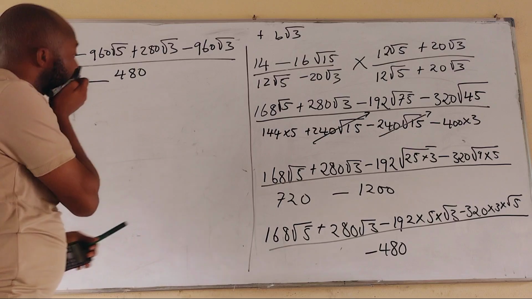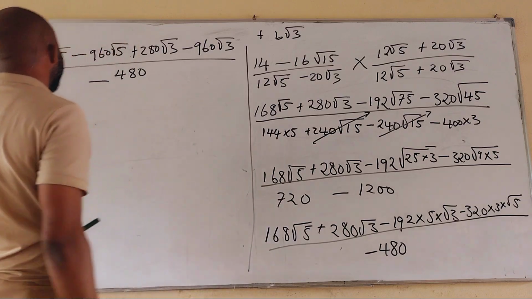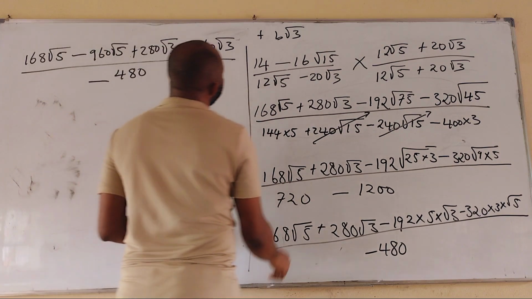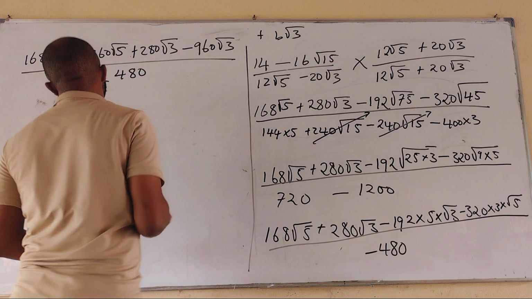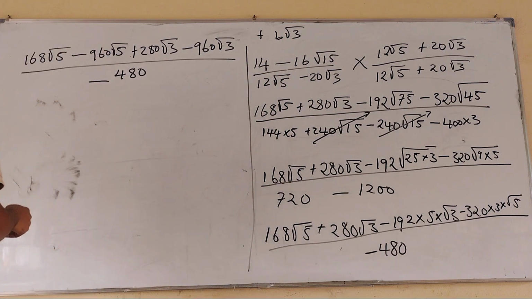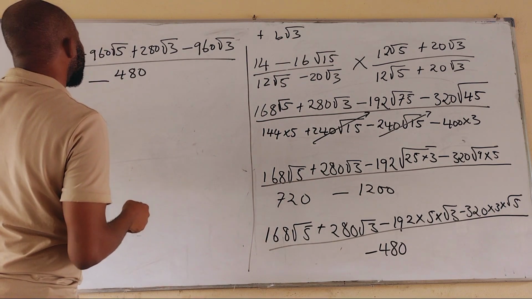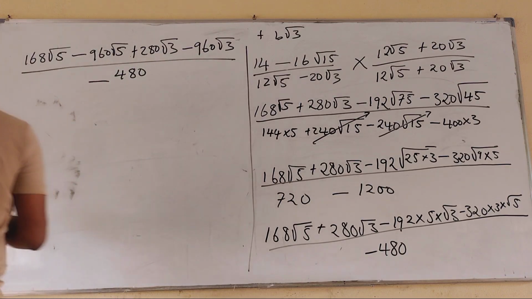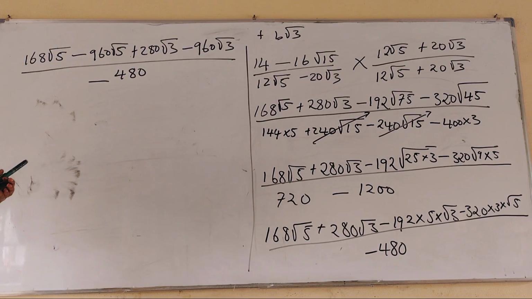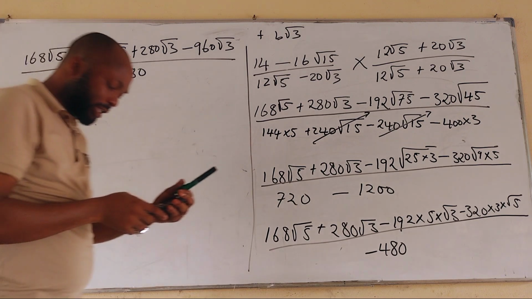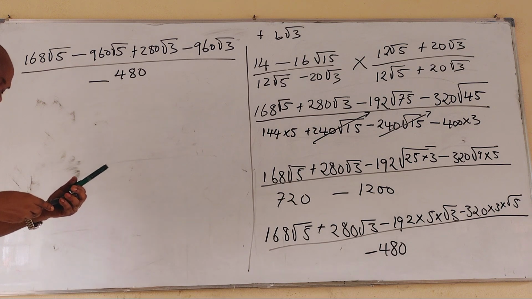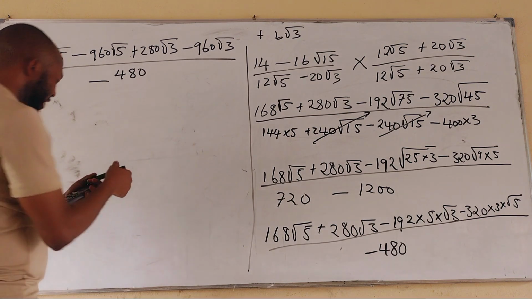Okay, now let's see what we're doing. Let's say 5 and 3 comes. 168 minus this will give us a minus, and this will also give us a minus. So let's proceed. 168 minus 960 is equal to minus 792.